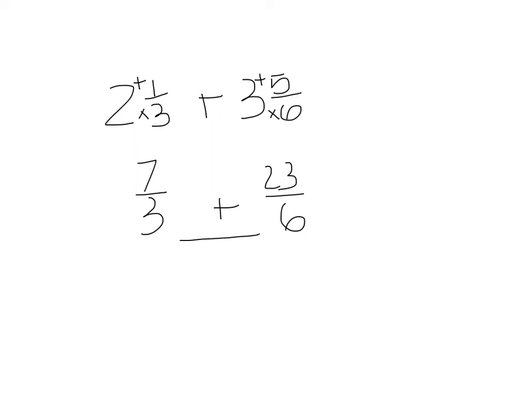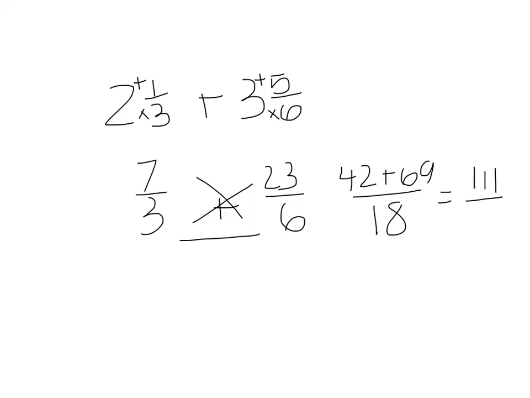Then you multiply the denominators and you get 18. Then you cross multiply. 7 times 6 is 42, plus 3 times 23 is 69, and you get 111, and you keep the same denominator over 18. 3 goes into 18 6 times and goes into 111 37 times. And then you can reduce that even more.